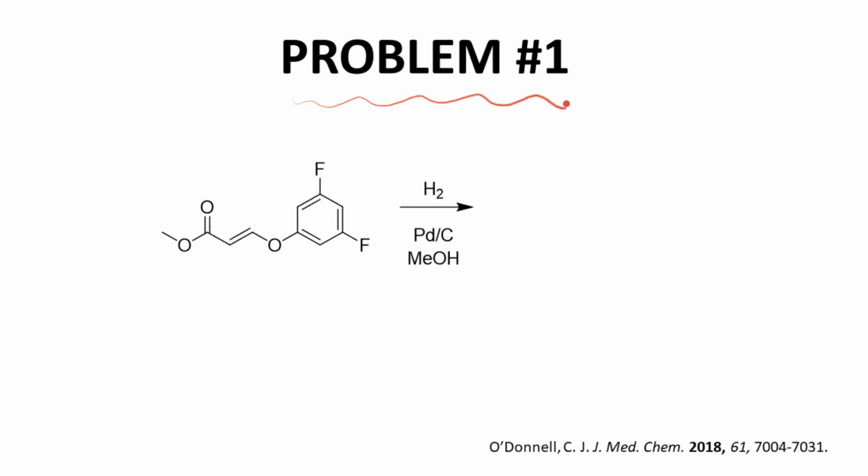Reaction number 1. Over the arrow we have hydrogen and palladium on carbon. This looks like a hydrogenation. Sure enough, our starting material has an alkene. This is definitely a hydrogenation. These are typical hydrogenation conditions: hydrogen, Pd/C, and an alcohol solvent. This is a metal-catalyzed addition of hydrogen to the alkene.